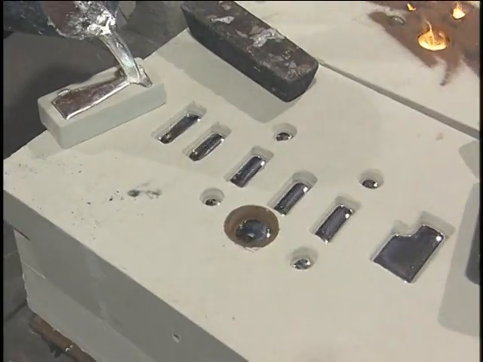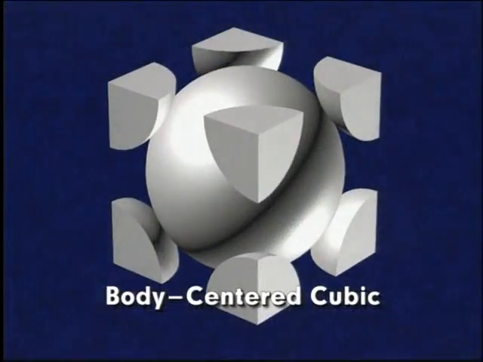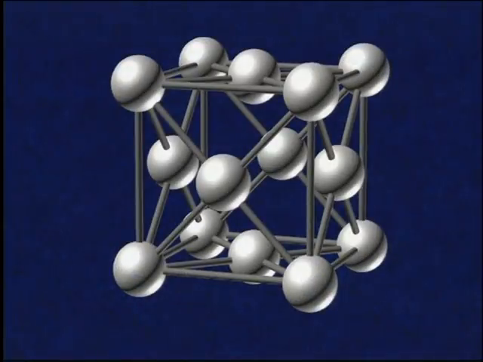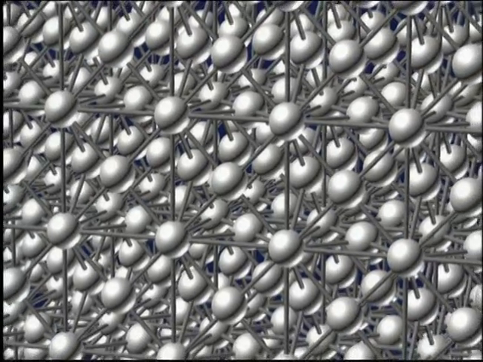When a molten metal solidifies, the atoms arrange themselves into definite patterns called crystal structures. The two most common crystal structures in metals are body-centered cubic and face-centered cubic. These crystal structures grow uniformly in all directions within each developing crystal.